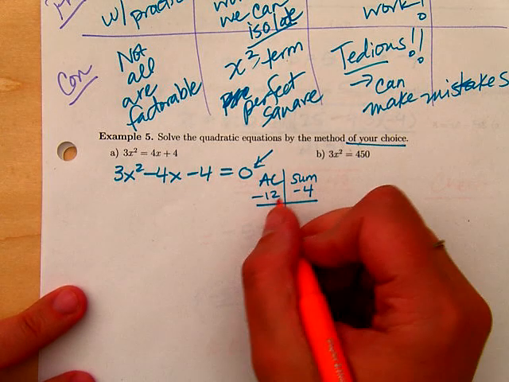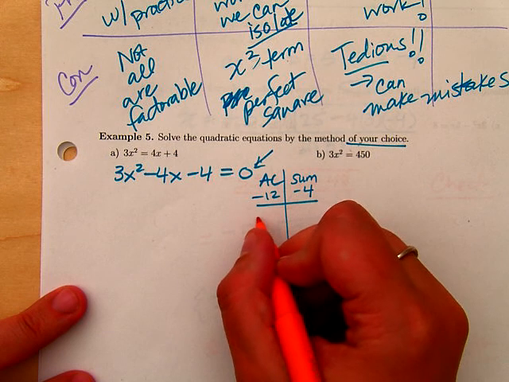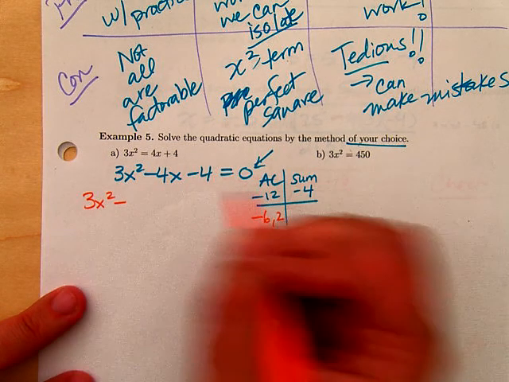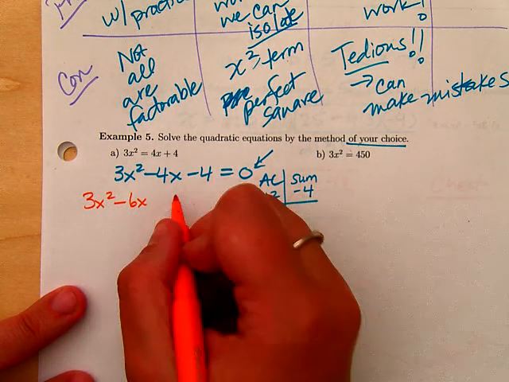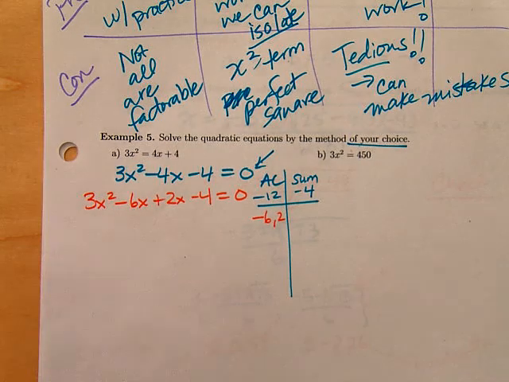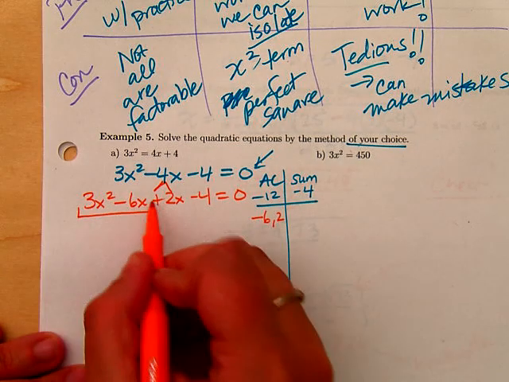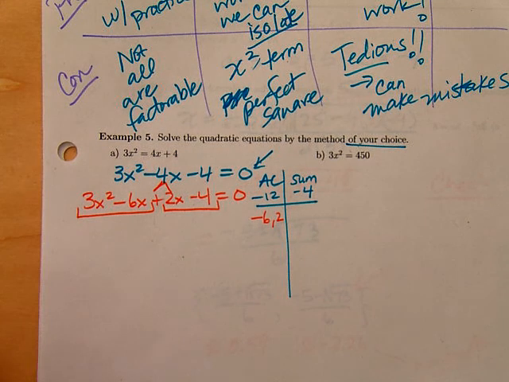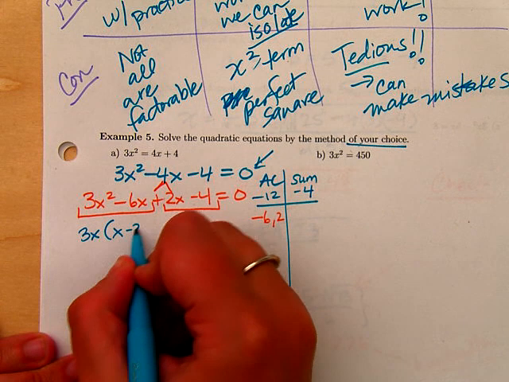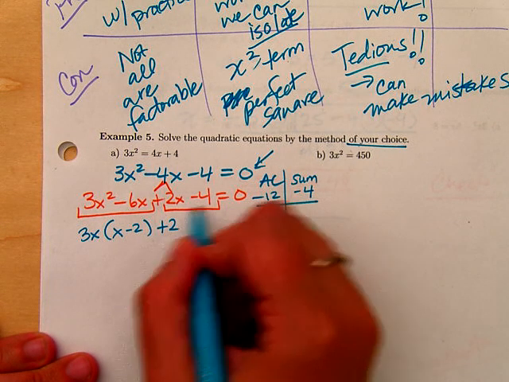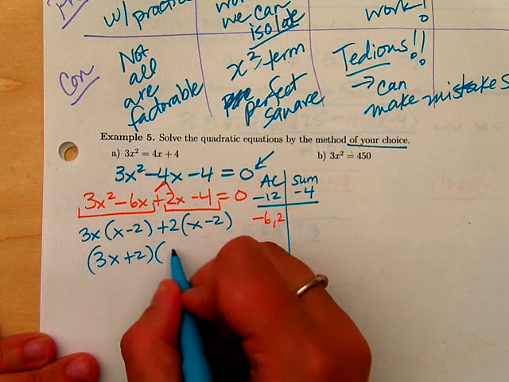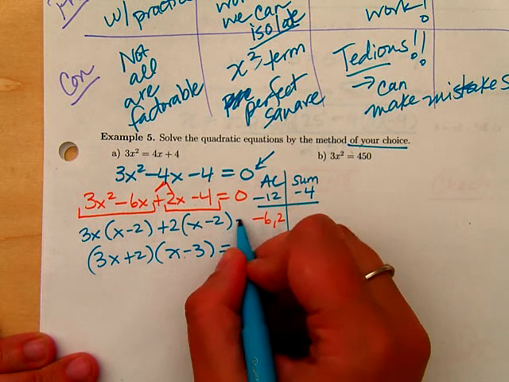Yes, 3 times negative 4 gives us the negative 12. So can you think of two numbers? Negative 6 and 2. Wonderful. So we break it up. 3x squared minus 6x plus 2x minus 4 equals 0. So I just used those two factors to break up the middle. And then we're going to factor by grouping. So 3x comes out, leaving x minus 2. Positive 2 comes out, leaving x minus 2. We get 3x plus 2 times x minus 3 equals 0.